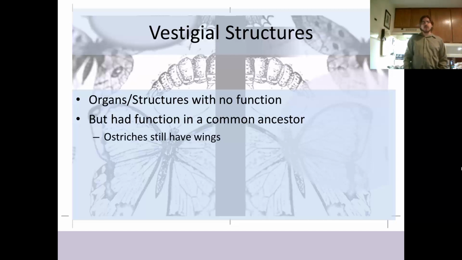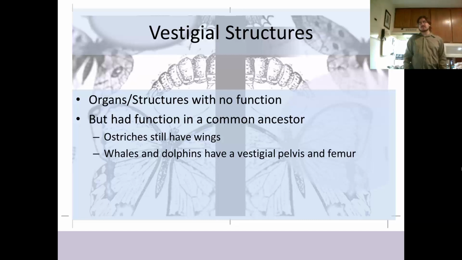Ostriches still have wings. Ostriches do not fly. But ostriches shared common ancestry with flying birds. Ostriches are a flightless bird that lost the ability to fly. And so, while they still show wings, they are functionless. However, those wings are evidence that ostriches shared common ancestry with flying birds.